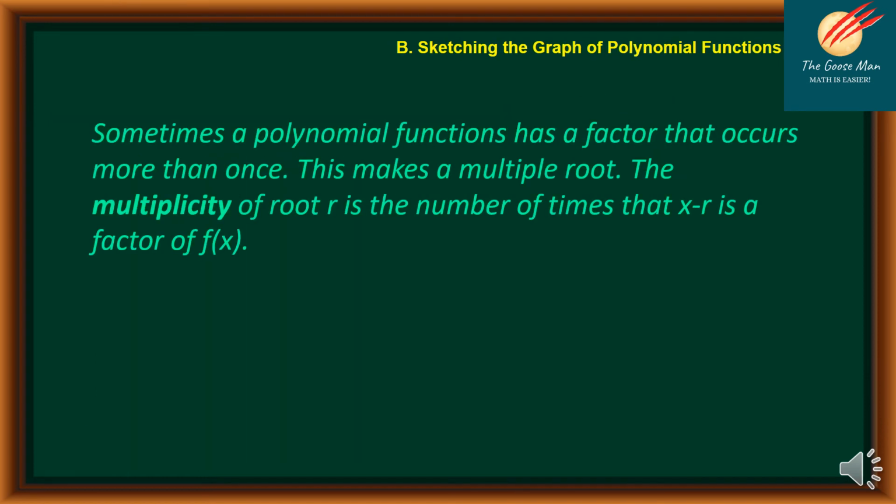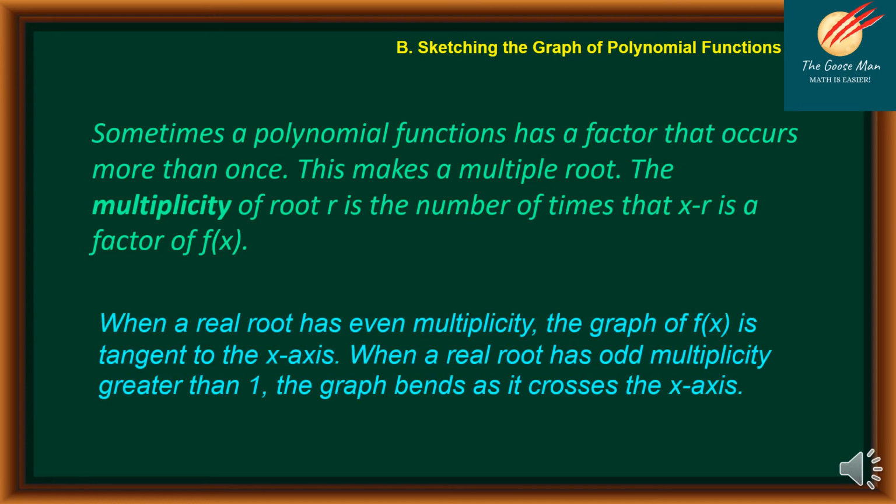Sometimes polynomial functions have a factor that occurs more than once. This makes a multiple root. The multiplicity of root r is the number of times that x minus r is a factor of the function. So when the real root has even multiplicity, the graph of f of x is tangent to the x-axis. When the real root has odd multiplicity greater than 1, the graph bends as it crosses the x-axis. Let us consider the next example.